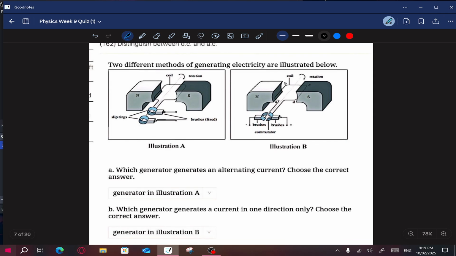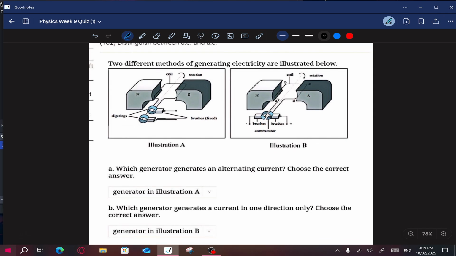Now, which two different methods of generating electricity are illustrated below? Which generator generates an alternating current? We said we use slip rings to make AC. These are brushes. These are used to make direct current, that is DC. These are just normal brushes. These are made of carbon, by the way. They will tell you it's carbon. And this is a split ring commutator. Keep this in mind. It's not a split ring generator. It's a split ring commutator.